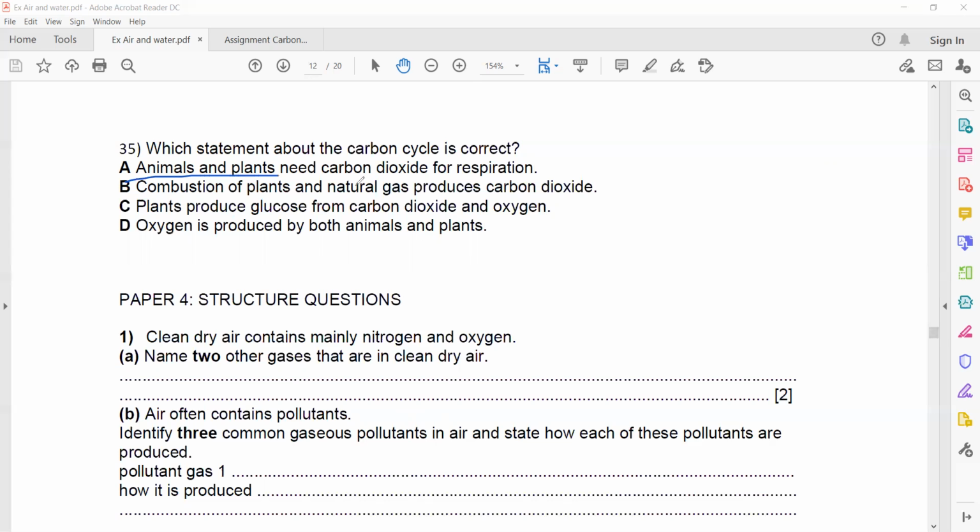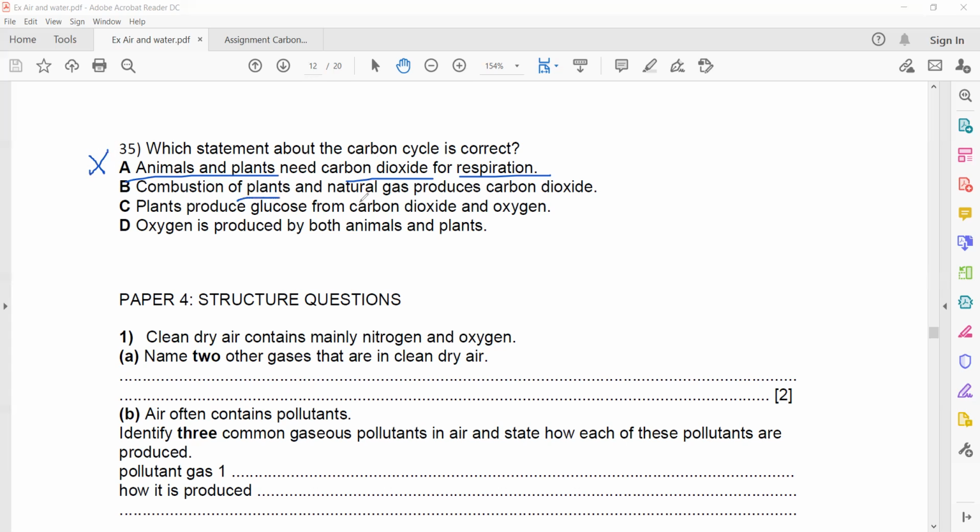Animals and plants need carbon dioxide for respiration. Look, plants need carbon dioxide for photosynthesis, not for respiration. And the same thing, animals do not require carbon dioxide, they need oxygen for respiration. So statement A is not true.